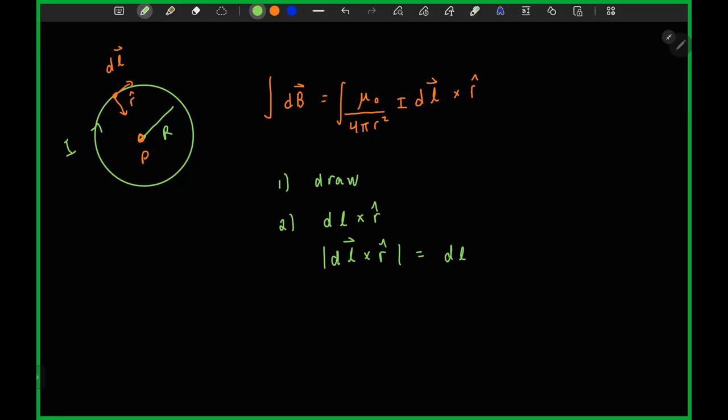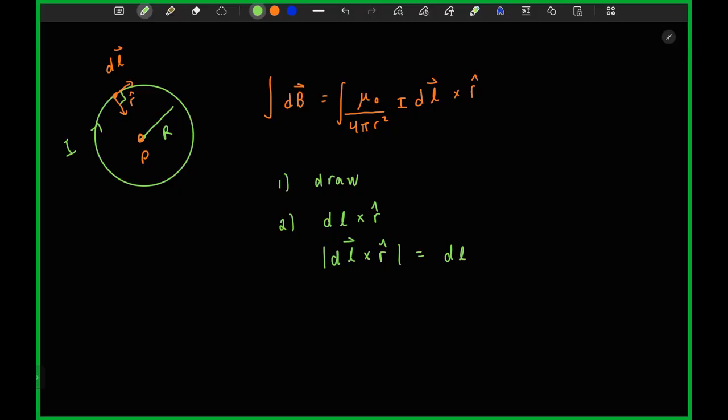And lastly, let's pay attention to what our angle here is. We'll note that over here it is a 90-degree angle, and that will not change as we go along the circle, because note, dl is tangent to the circle, and r hat points along the radius of the circle, so they'll always be perpendicular. And so in this particular case, dl cross r hat simplifies greatly. It is simply dl.